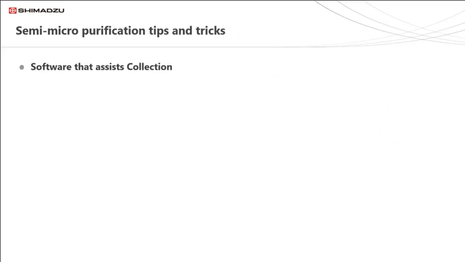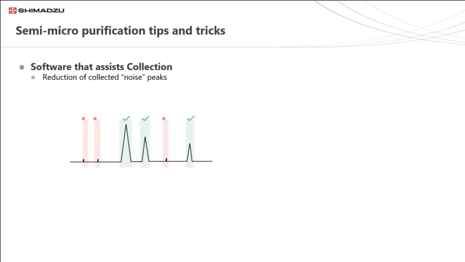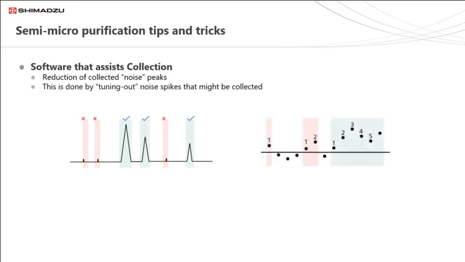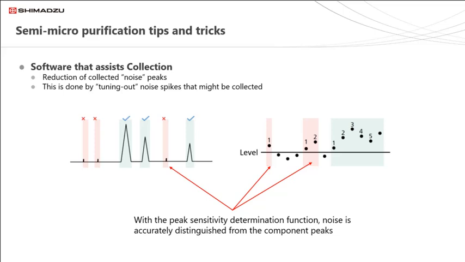When collecting peak fractions, occasional noise spikes from a detector can cause the fraction collector to start collecting what to the user are clearly not peaks. We can filter out these noise spikes by setting peak sensitivity values in software. This adjustment tunes them out, stops their collection, and makes the process more reliable and predictable.